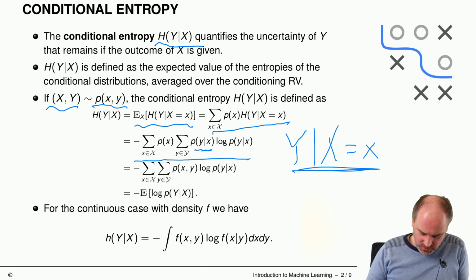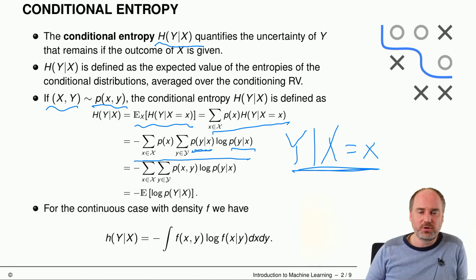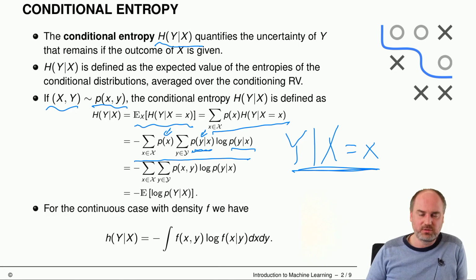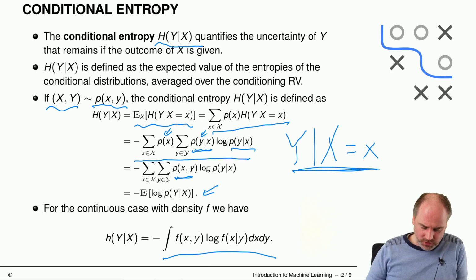I now have to use these conditional probability mass functions, so not P of y, but P of y given x. Now I will simply merge these two, P of x times P of y given x, and put them together into this joint probability mass function. This is exactly the formula I would like to arrive at, because this is exactly the negative expectation of log of p of y given x. I can also write this down for the continuous case, which is, as I said before, completely analogous to the discrete case. Good.